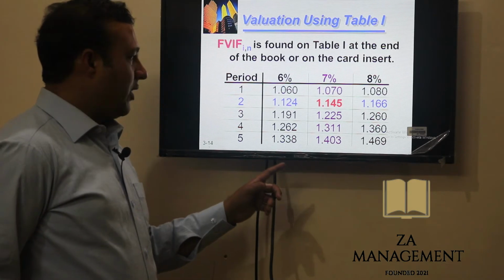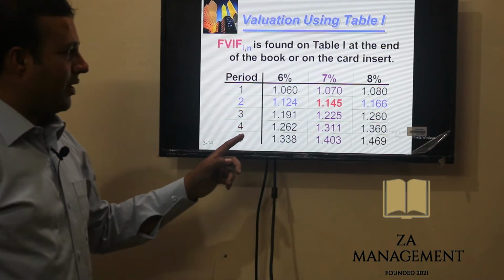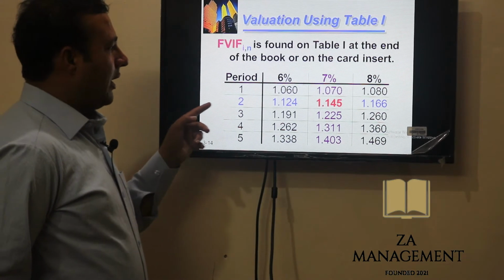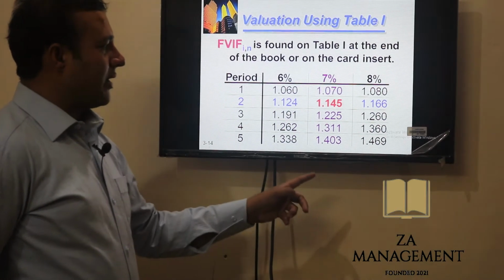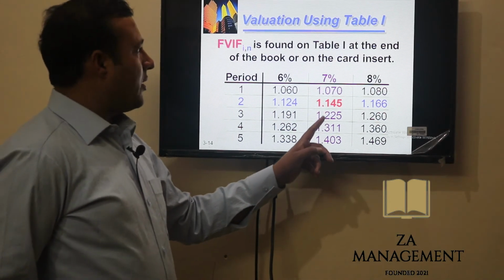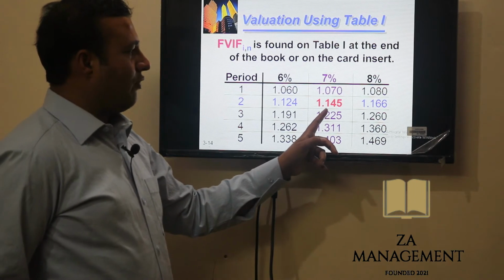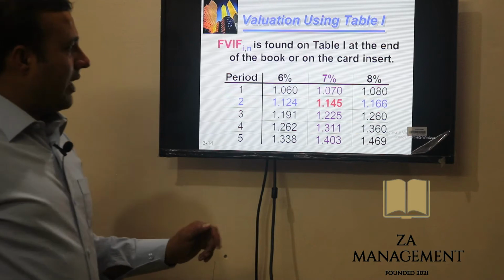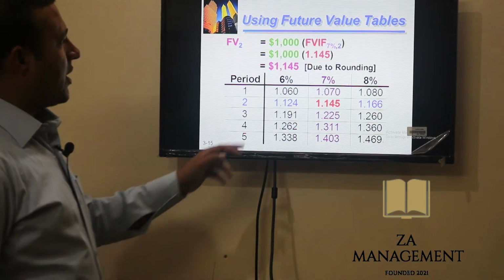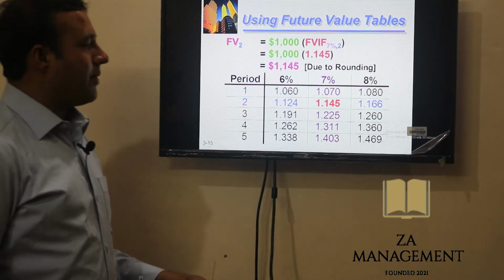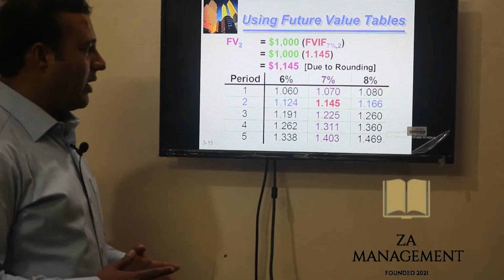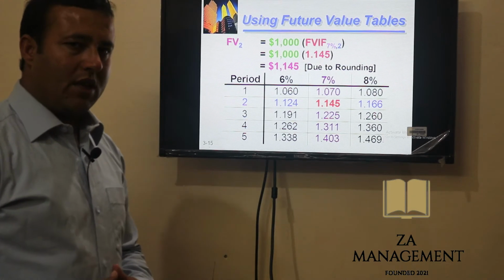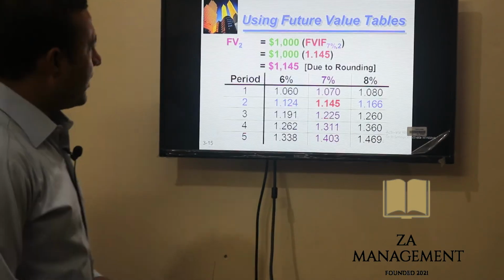For example, the second row in this table represents investments for 2 year periods, while each column represents a specific interest rate. Here in this case, we had 2 years, 2 periods and a 7% interest rate. That's why by following line number 2 and this 7% column, we found that the future value interest factor is 1.145. If you multiply this factor with the principal amount, you will get an amount of 1145. This 45 is due to rounding of data. So this is actually the future value after 2 years at a compound interest rate of 7%.